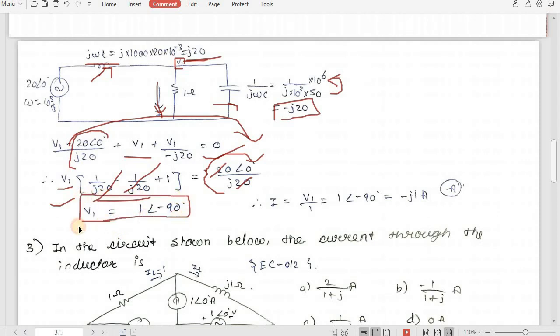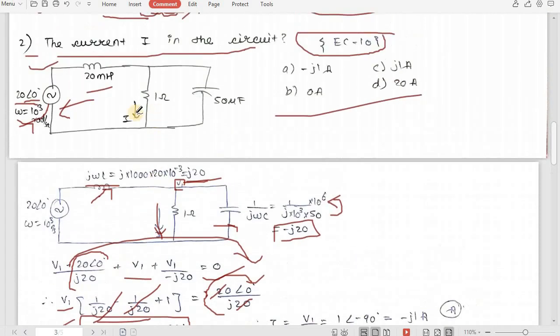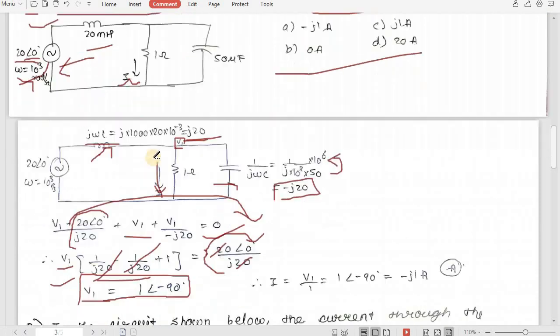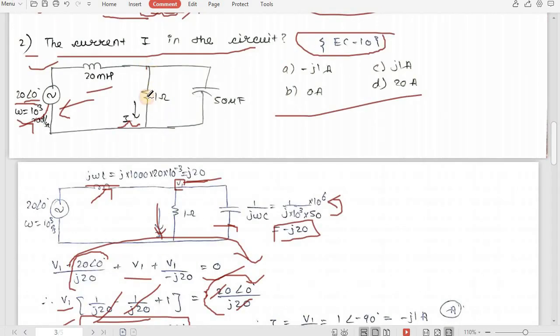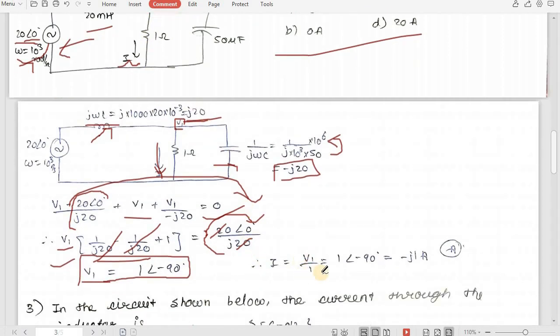Now this is not our answer. We have to find out this I, right? As you can see, we are asked to find out this I. So I will be this V1 by 1. So V1 by 1 will be 1 angle minus 90 degree only.